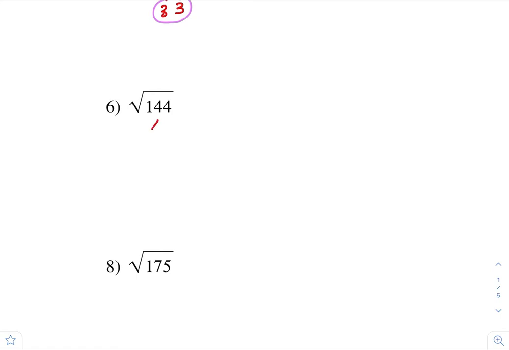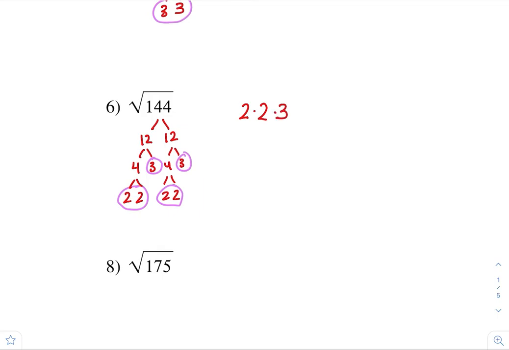Now, 144, that goes into 12 and 12. 4 and 3. 4 times 3 is 12, right? Factors of 4, 2 and 2, 2 and 2. Identify your pairs. Pairs of 2's, and a pair of 3's. So notice there are no leftovers, which means all of these numbers go on the outside. This represents the pair of 2's, this represents the other pair of 2's, and this represents the pair of 3's. 2 times 2 times 3 is 12.